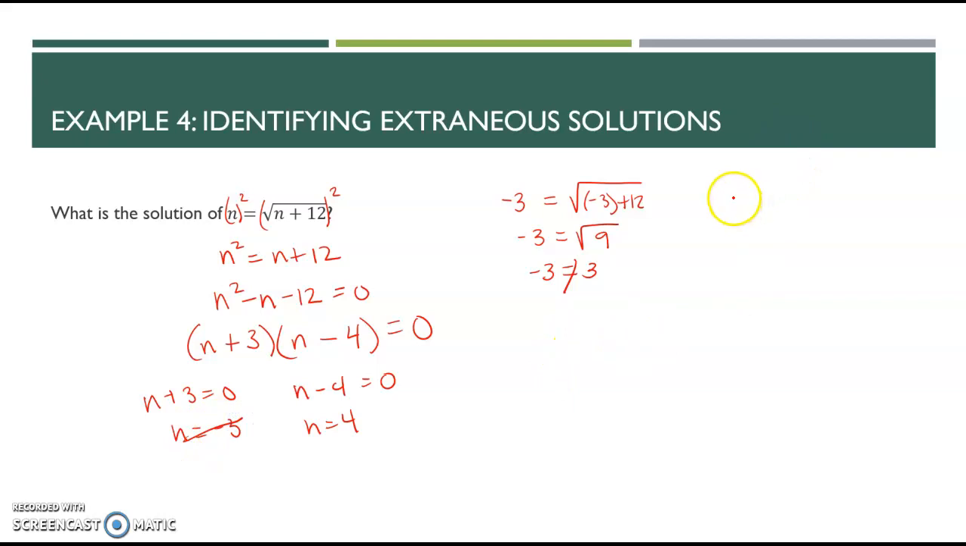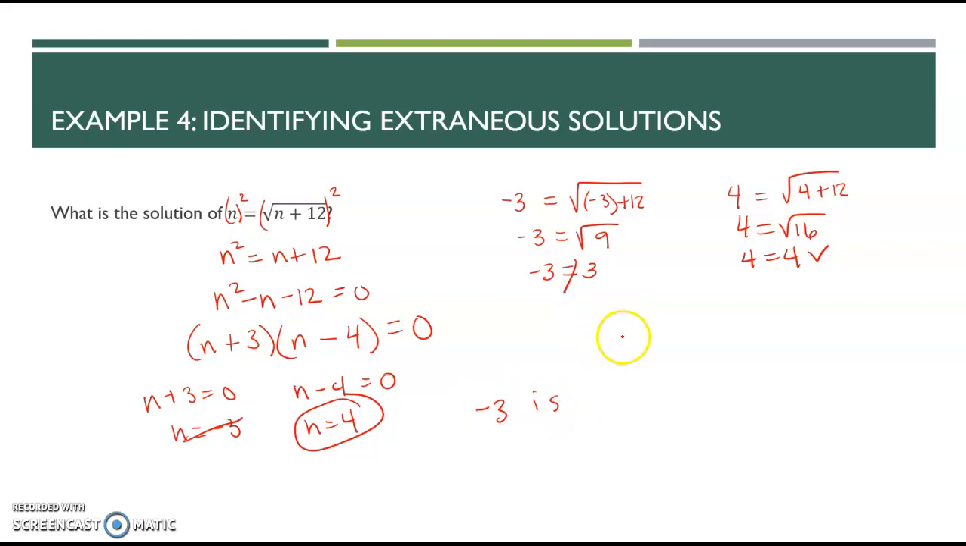That doesn't work. So now I'm going to plug in 4. 4 equals the square root of 4 plus 12. 4 would equal the square root of 16. So 4 equals 4. So in this case, 4 is a solution. Negative 3 is extraneous.